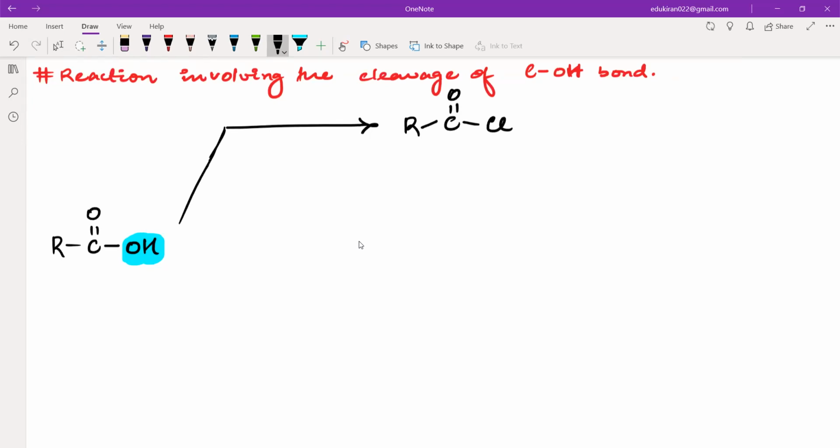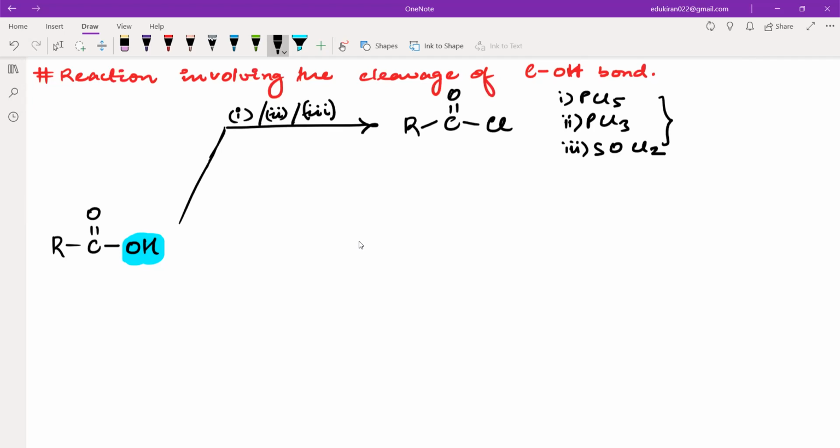The most common reagents that we use are PCl5, second, you can also use PCl3, and you can also use thionyl chloride, that is SOCl2. All of these are used for the formation of what? For the formation of acid chlorides. You can use any of these three reagents. Either one, or you can use two, or you can use the third.